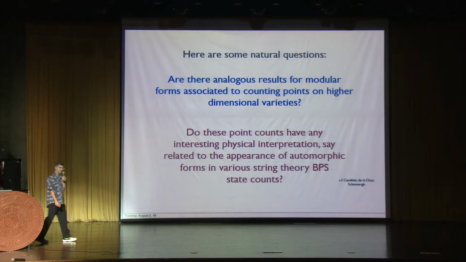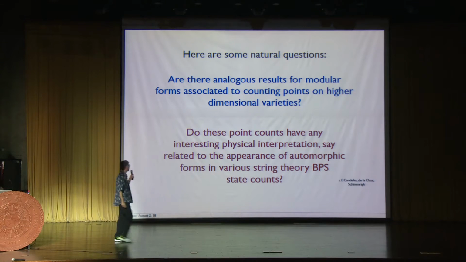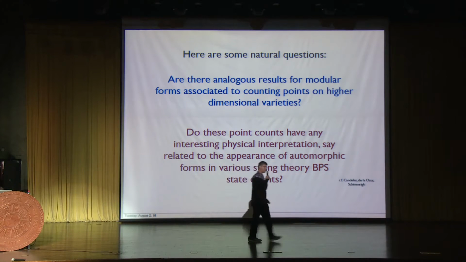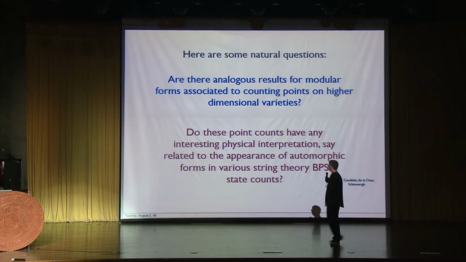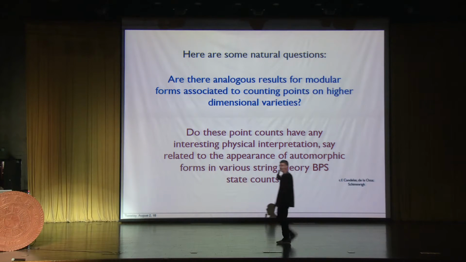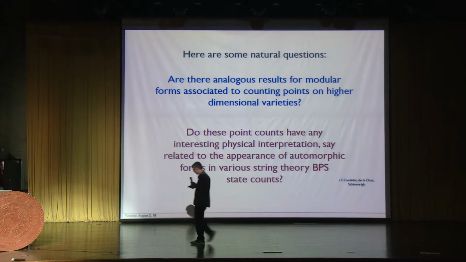Here are some natural questions. First, are there analogous results for modular forms associated to counting points on higher dimensional varieties? And second, and obviously this is the most important question here, do these point counts have any interesting physical interpretation, say related to the appearance of automorphic forms in various string theory BPS state counts? And this is a question I'm not the first one to consider. Certainly Candelas and his collaborators have thought about this in other contexts.